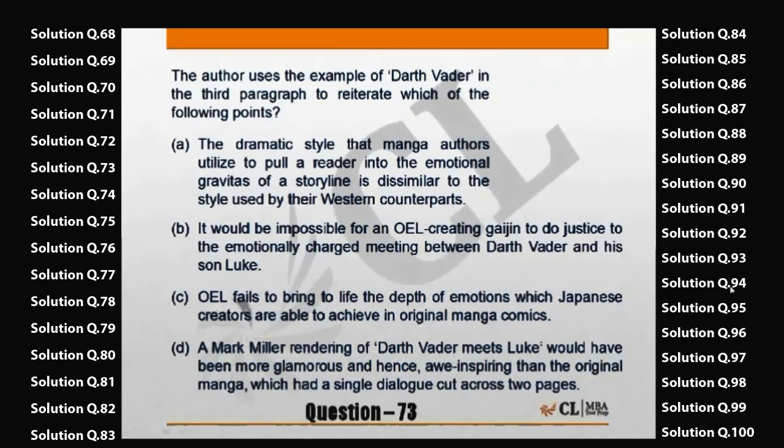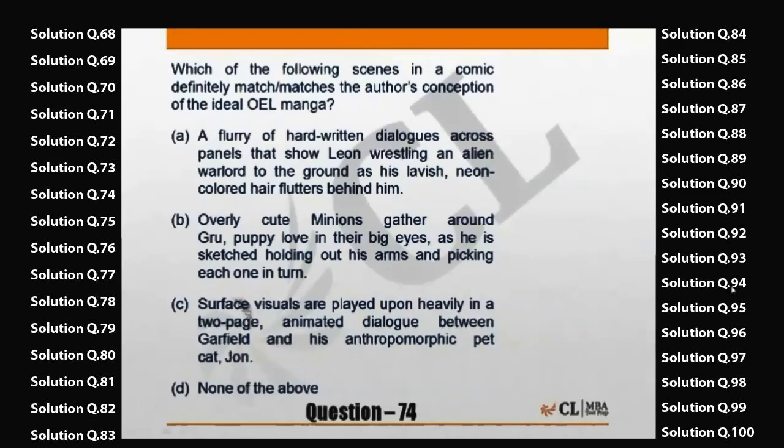This is question number 74. It says the author uses the example of Darth Vader in the third paragraph to reiterate. I'm sorry, we've already done this question. Let's move on to question number 74.